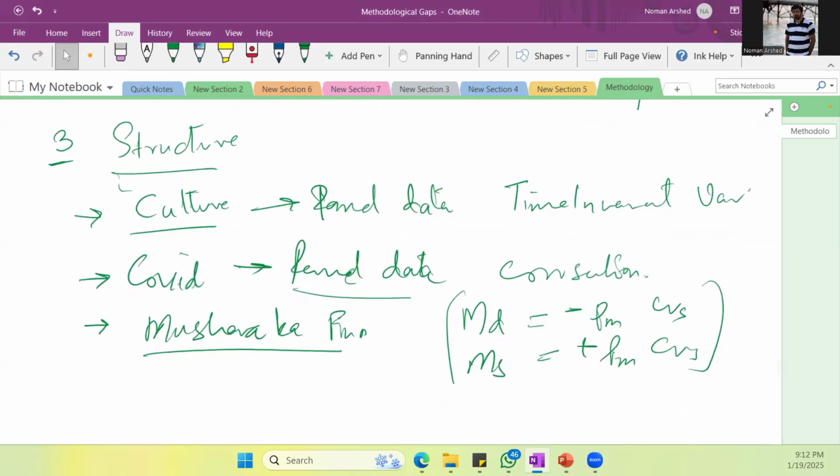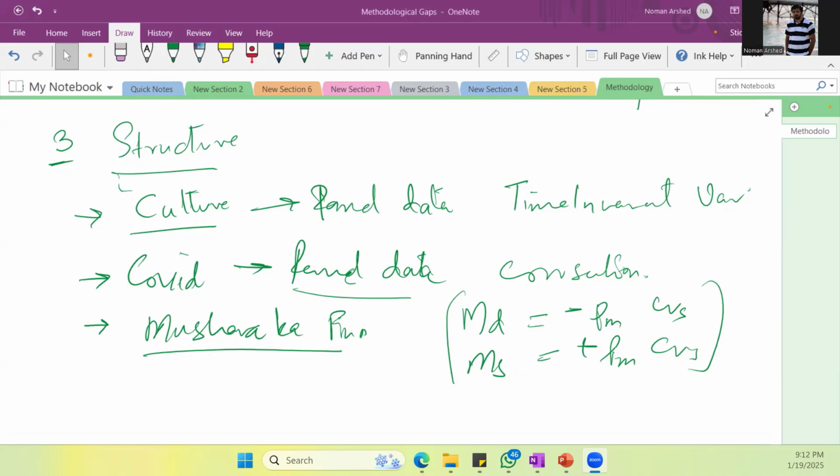Okay, let me try to answer this. So first problem with this is that one is survey data and the other is daily based data. Daily based. So it's a time series data.